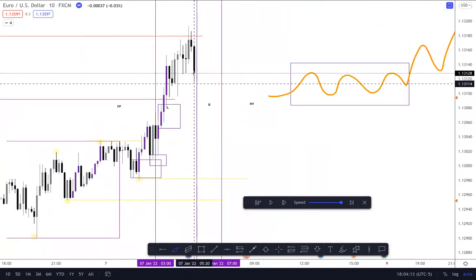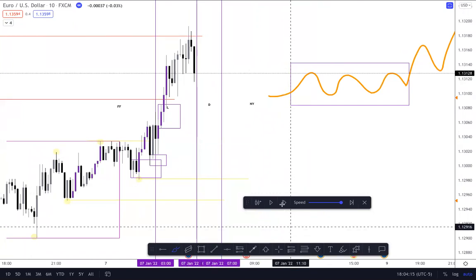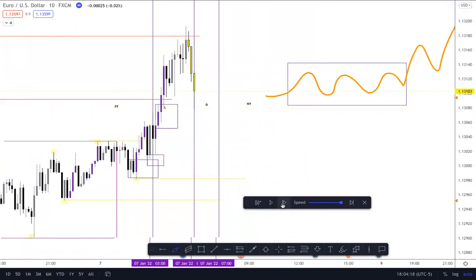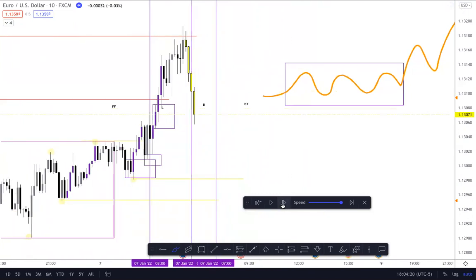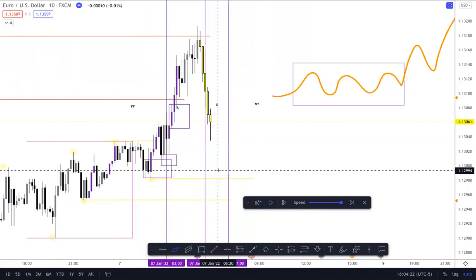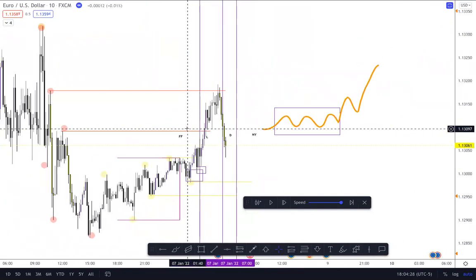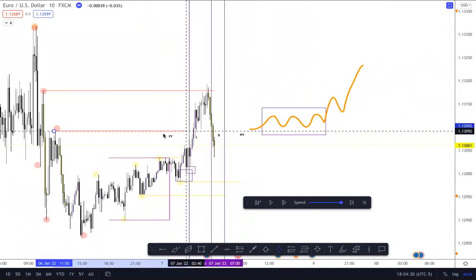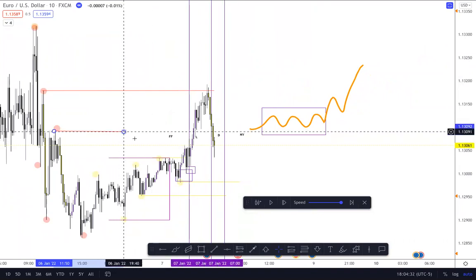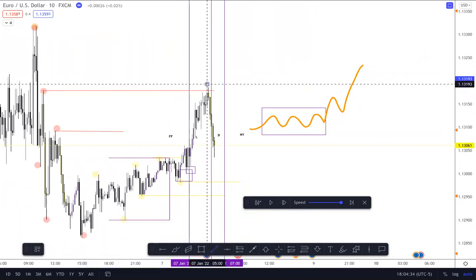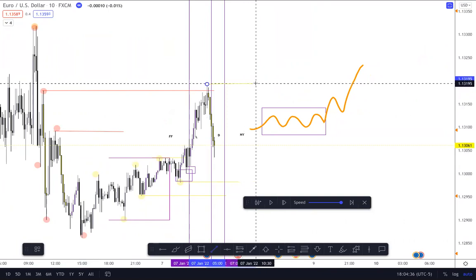Here we finally have somewhat of a break of these lows, a change of character. The market starts to melt down a bit. We need to identify where the market is going to sweep to change direction. Where can we sweep again? Well, doesn't really matter anymore. We can understand that we could sweep these highs again.